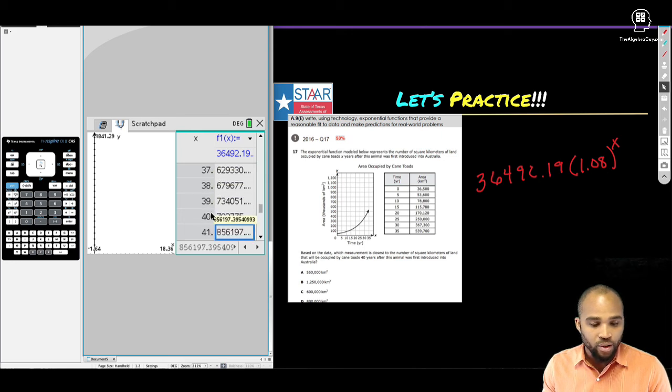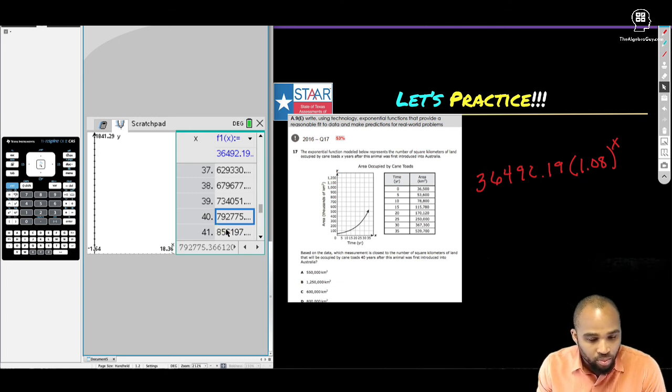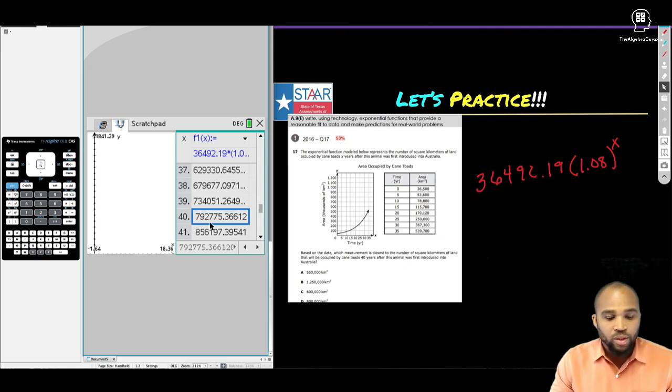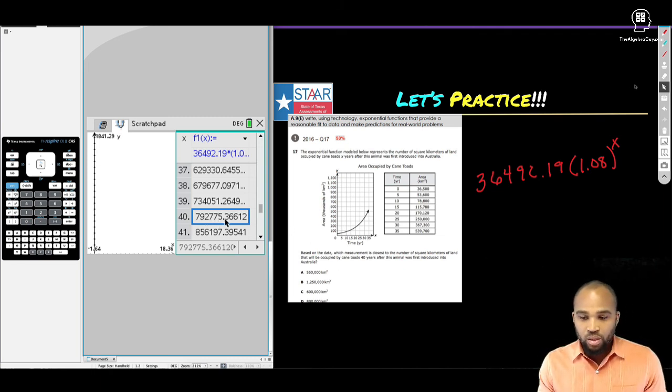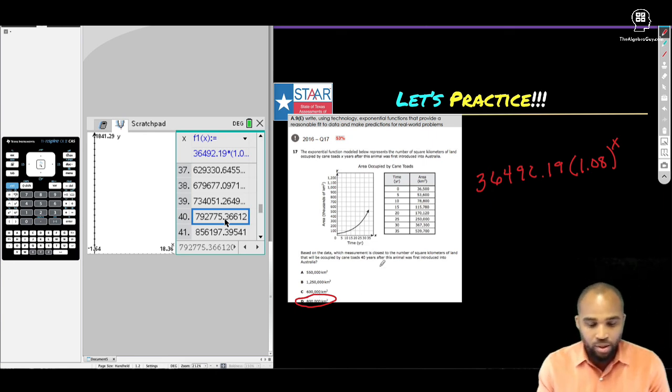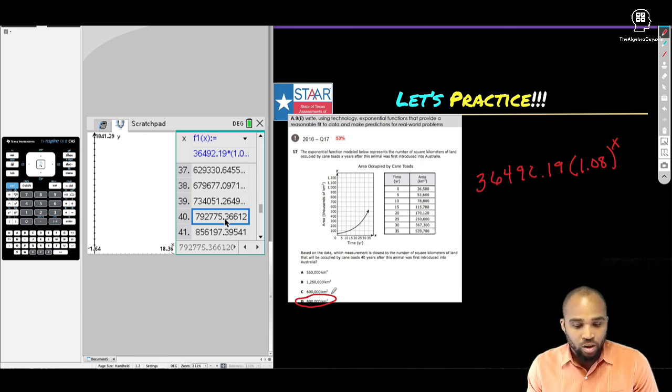So now at 40, look at this. At 40, my number's so big it's not fitting in there. So 792,775. And if I hover over it, I can see what the whole number is here. And there's a way you can expand this a little bit if you really want to see that number. So 792,775, and the closest to that, as you can see, is going to be answer choice D. Now it's kind of cut off, but it's going to be 800,000 kilometers squared. So that's our correct answer choice.